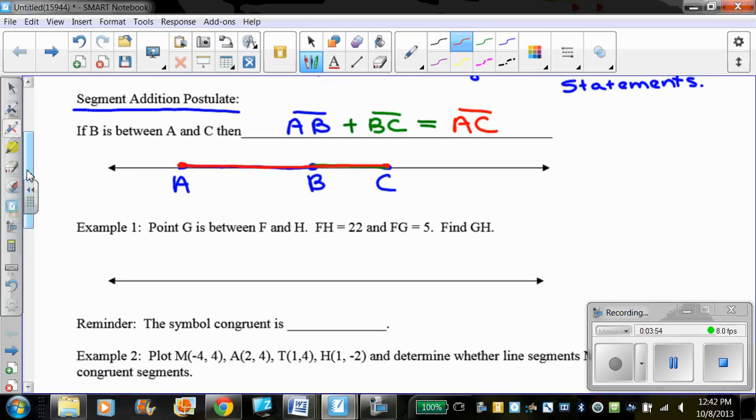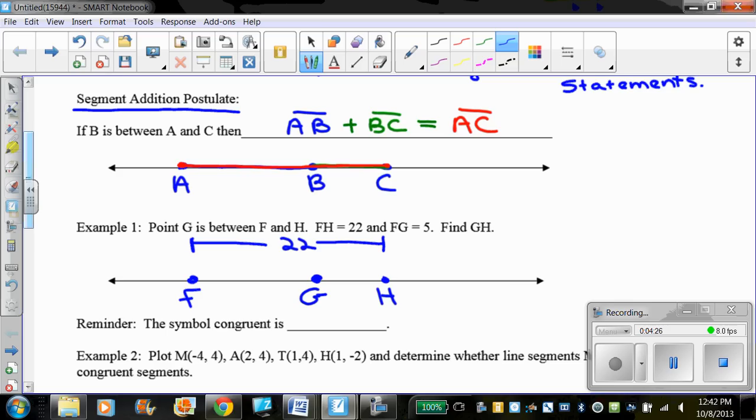It says point G is somewhere between F and H. So I'm going to put F here and H here. Drawing a picture really helps here. Put point G somewhere in there. Doesn't matter. We're just doing this again for giving us information so we can see what's happening. So it says FH is 22 units. So F is right here, H is right here. This length from F to H is 22 units.